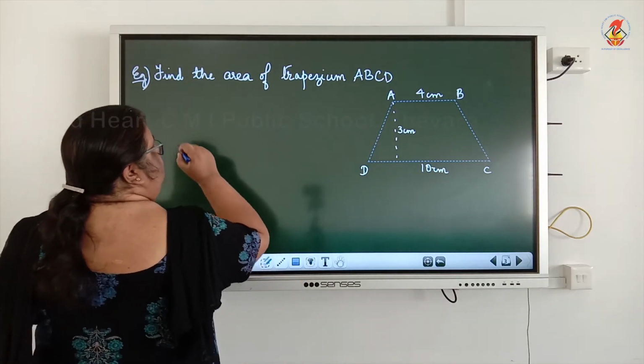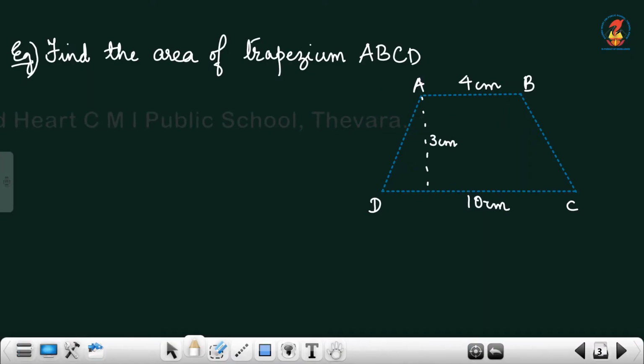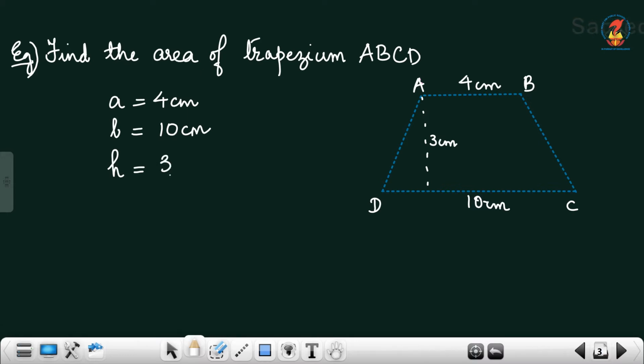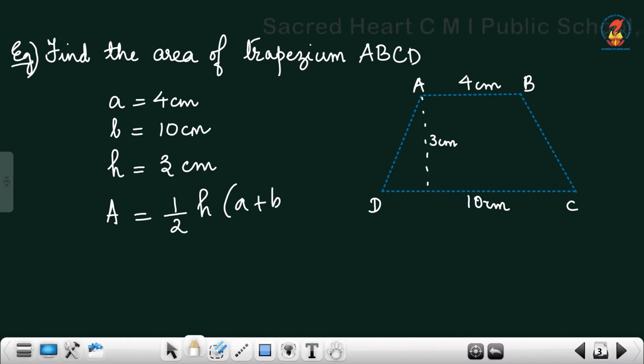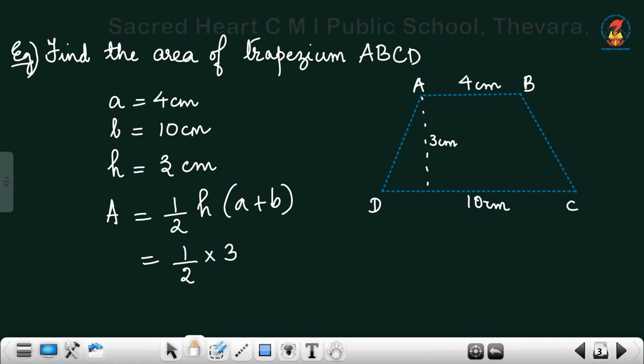Write down the measurements. Parallel sides. AB is parallel to CD. So, A equals 4 centimeter. The length of the next parallel side 10 centimeter. And height of the trapezium is given to be 3 centimeter. Write the formula to find area of the trapezium. Half H into A plus B, which is equal to half into, what is the height?